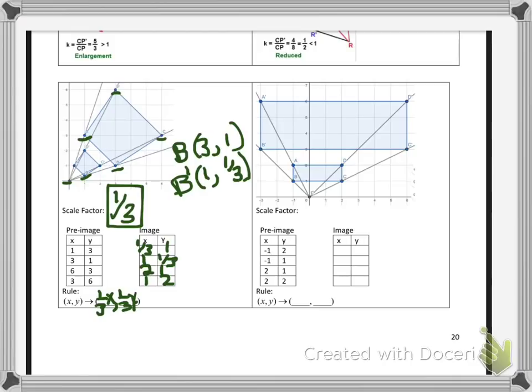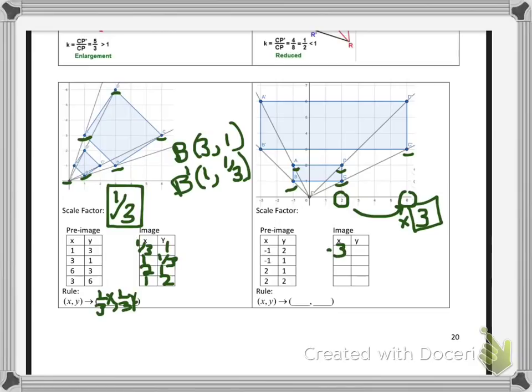Okay, on the other hand, sometimes the scale factor makes it larger. So on the right, I can see my original points are these down here, and then they are dilated to make a bigger figure. So in this case, my scale factor, let's see, point C is at 2, and then it goes out to 6. So now I'm multiplying by 3. So my scale factor is 3. So I'm going to take every x value and every y value and multiply by 3.